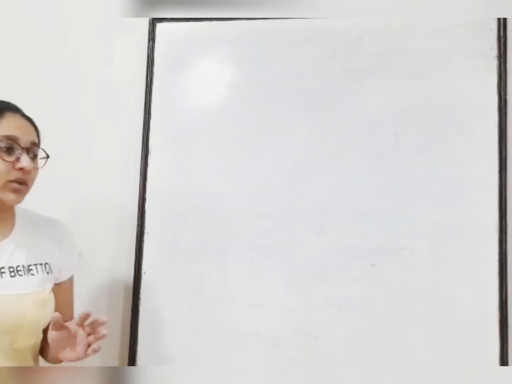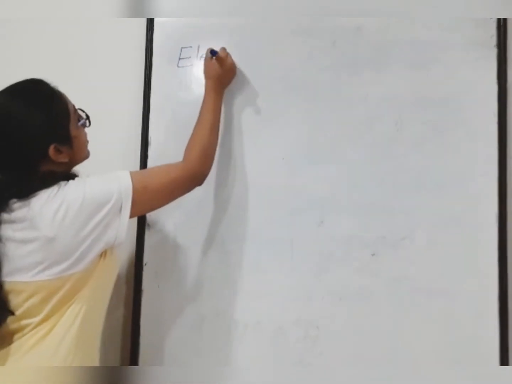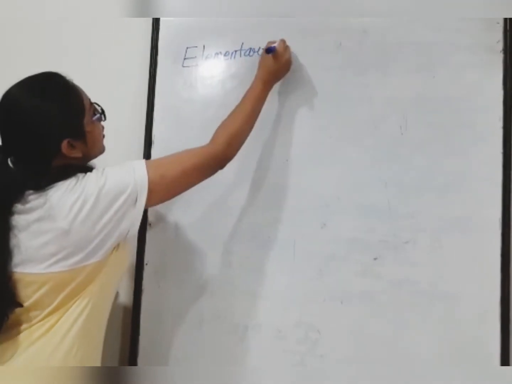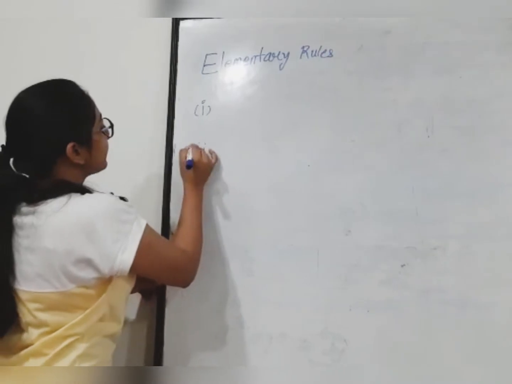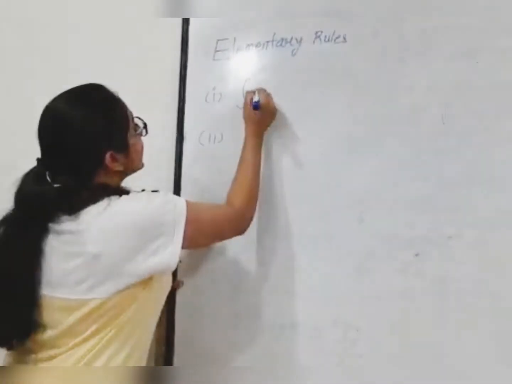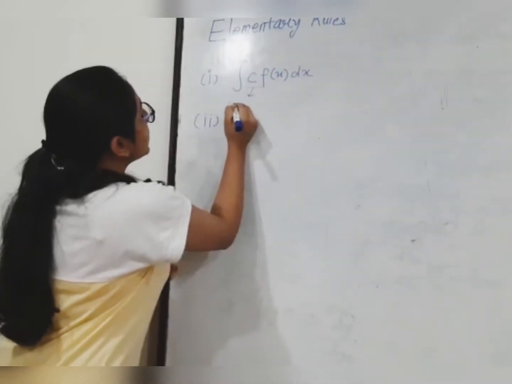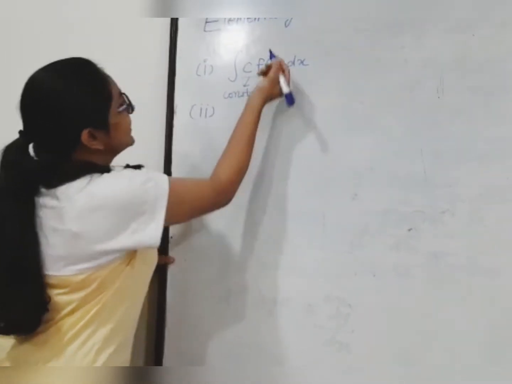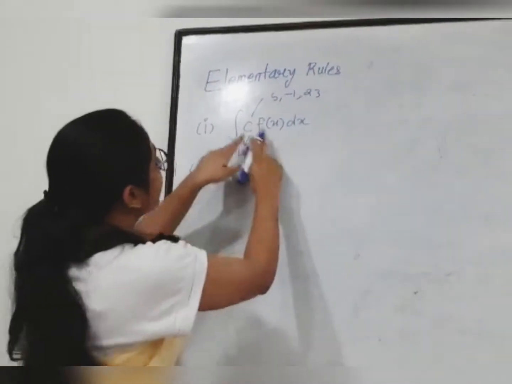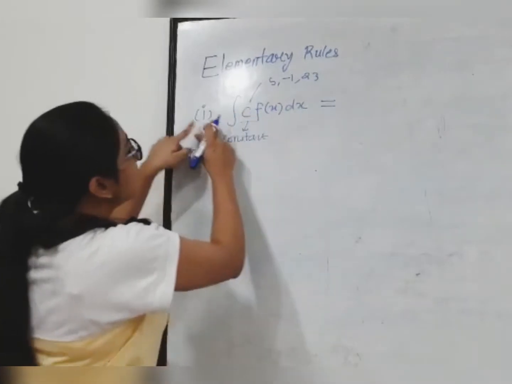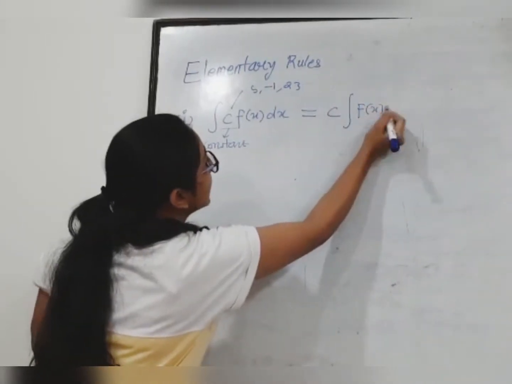Now, let's move on to the elementary formulas or elementary rules in integration. So, there are 2 basic elementary rules. The first rule is integration of c f of x dx. C here basically is a constant. So if it's a constant, let's say any value, be it 5, minus 1, 23, then you can make this constant go outside, and you can write c times integration of f of x dx.